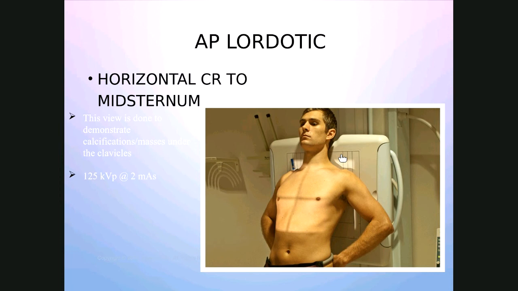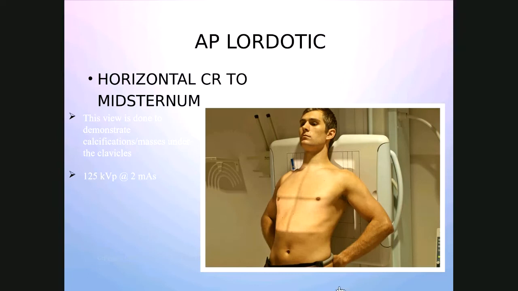The central ray is still mid-sternum, which is likely T7 because it's about 3 to 4 inches below the jugular notch. You have the patient take a breath, then blow it all out, and take in a second full deep breath and hold it. Okay, and this, like I said, demonstrates the area underneath the clavicles for any masses or calcifications.